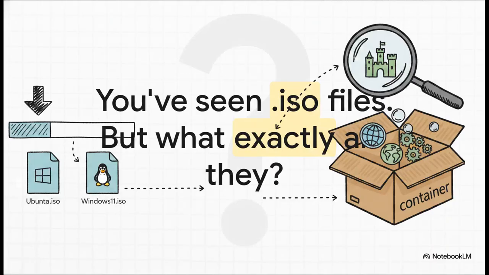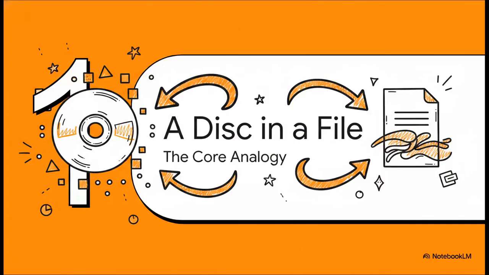You know what I'm talking about. You're downloading something and you see that file name ubuntu.iso or windows11.iso. It looks like any other big download, right? But it's actually a very special kind of container. So what's really going on inside? The easiest way to get your head around an ISO is with a really simple analogy. Just picture a physical disk, like a CD or a DVD, being perfectly preserved inside one single digital file.